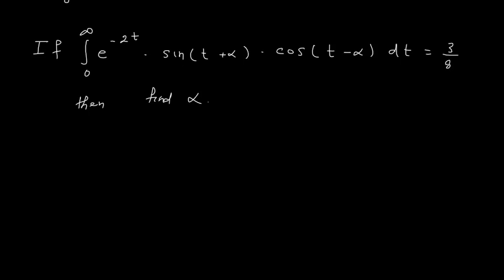Now sine a cos b, okay, let us understand what is sine a cos b. Sine a cos b is 1 upon 2 sine 2a. Okay, so here sine t plus alpha into cos, here it is not sine a cos a, here it is sine a cos b. So sine a cos b, what is the formula of sine a cos b?